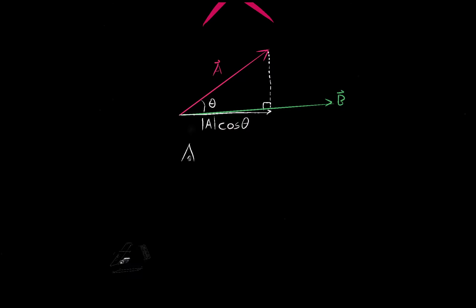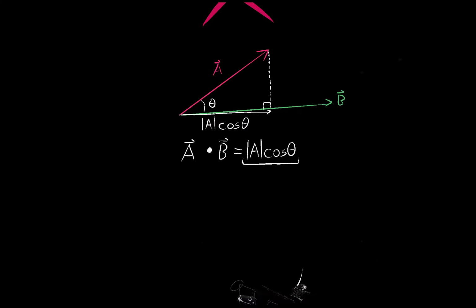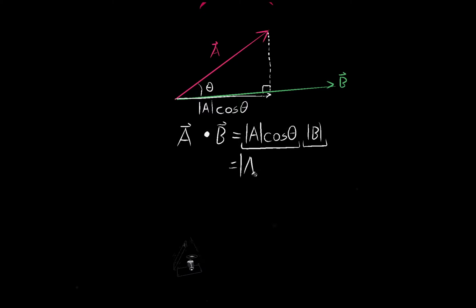So A dot B, and the dot is not regular multiplication, big dot there, is equal to the component of A, which is cosine theta. This quantity is the amount of A that is in the direction of B, times B, the magnitude of B. More often it's written A B cosine theta.